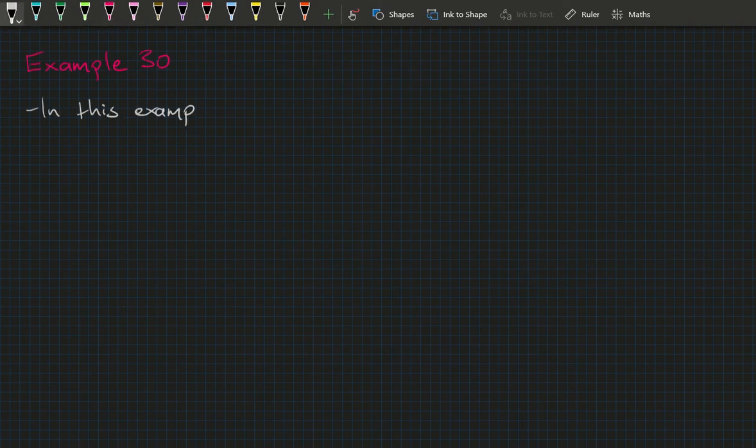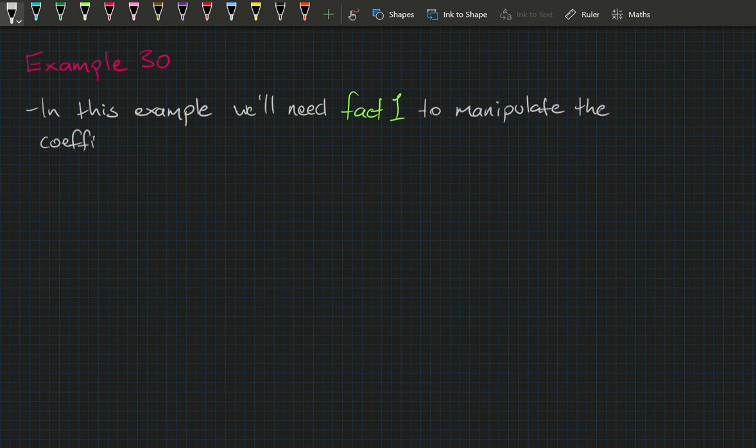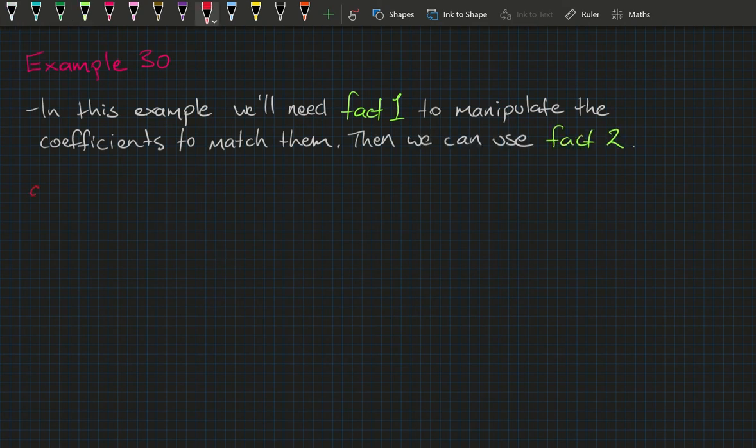In this example, we're not going to get two relations that have a variable with the same coefficient like we did in the last one. We'll have to use fact 1 to alter their coefficients. So for part A, we're going to need to solve these simultaneous equations. First one is y minus 3x equals 1, which I'll name equation 1, and 2y plus 5x equals 13, which I'll name equation 2.